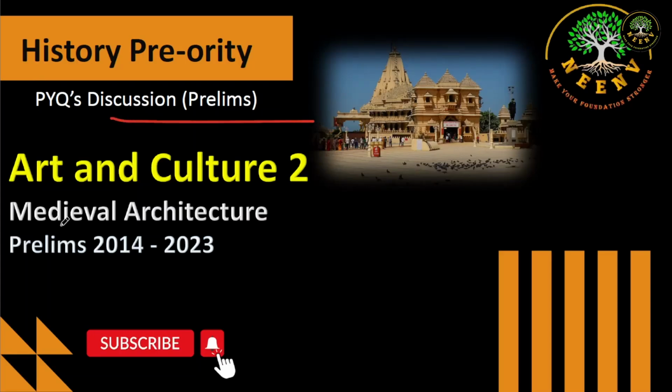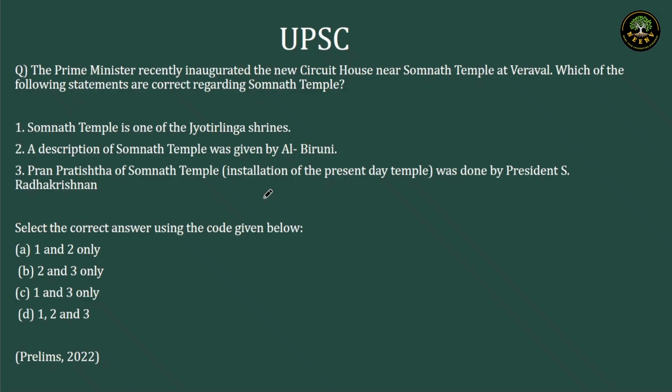The theme for today is medieval architecture from art and culture. You have three questions for the discussion, and the first question is from the 2022 Prelims. The Prime Minister recently inaugurated the new circuit house near Somnath Temple at Veraval. Which of the following statements are correct regarding Somnath Temple? You have three statements regarding the Somnath Temple here.